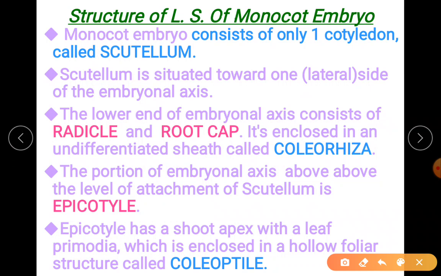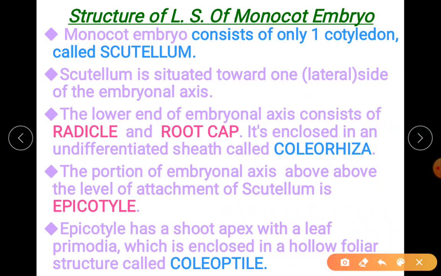Then all this lower portion below the attachment of cotyledon is your hypocotyl, and the portion above the level of attachment of scutellum or cotyledon is epicotyl. Okay.